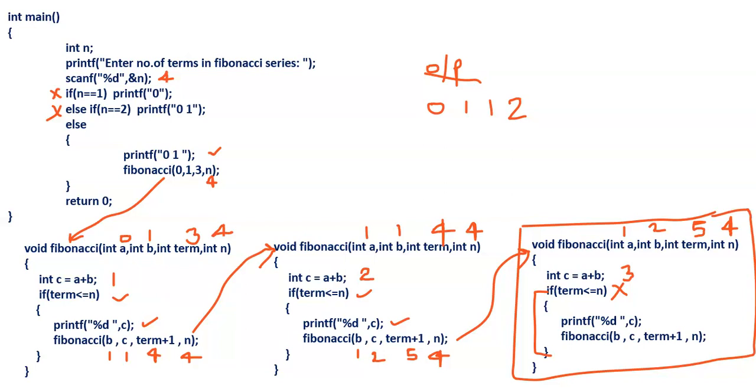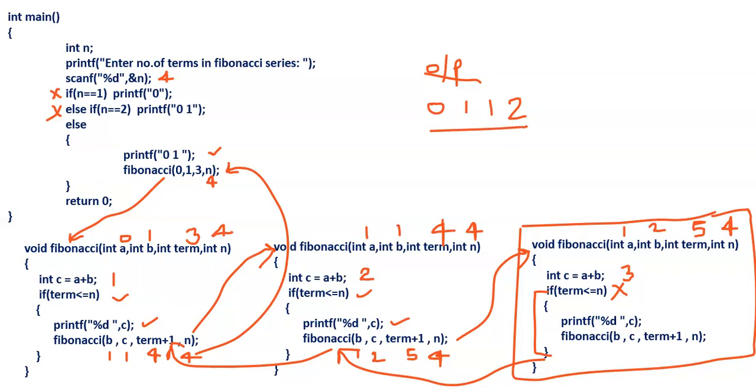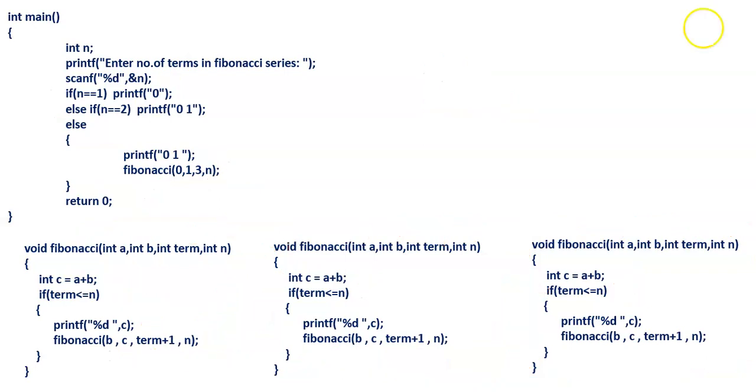As there are no more remaining statements here, control is returned to its caller. This is the caller for this function. Here also there are no more statements after this particular statement. Again control is returned to this particular point. Here also there are no more statements to be executed. Again the control returns to the main function. And here also there are no more statements to be executed, and then the main function is also closed. So that's why we got output 0, 1, 1, 2. Why? Because we have given n value 4. That's why only 4 terms are printed.